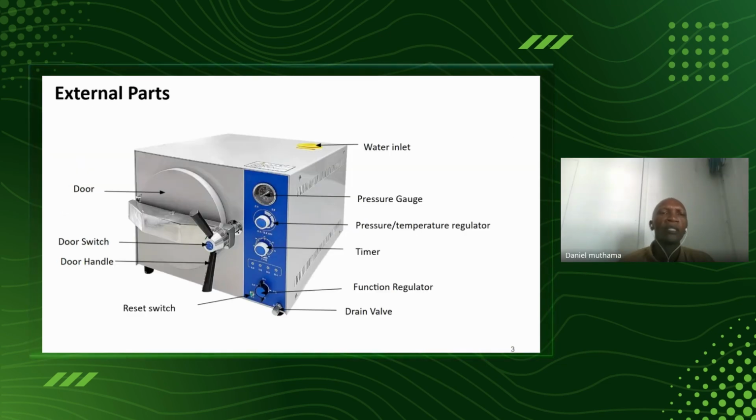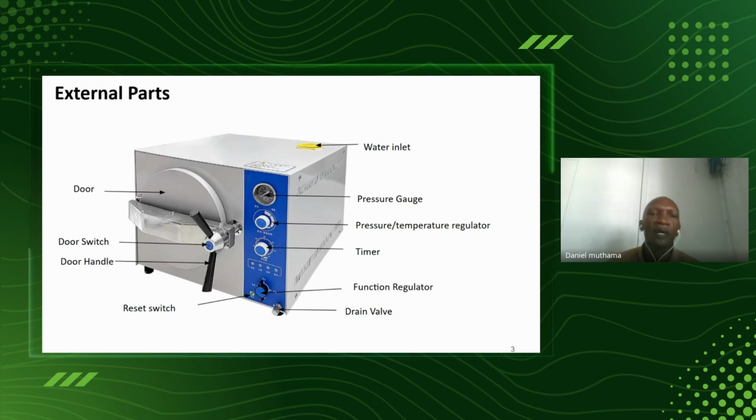As you can see, the external parts of the tabletop autoclave, we are checking this one on the picture. You can see the main parts. We have the door. All this is the door. We have the door switch. The door switch is usually inside the unit. You are not able to see it externally. Then these are the handles. There are two. And you can see this black insulation. It is a heat resistant cover.